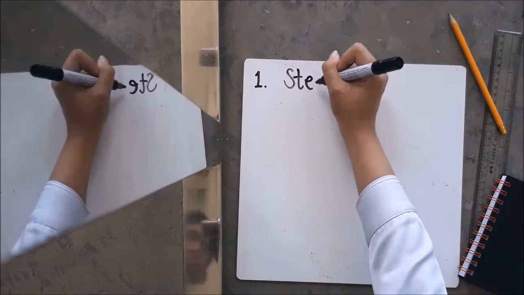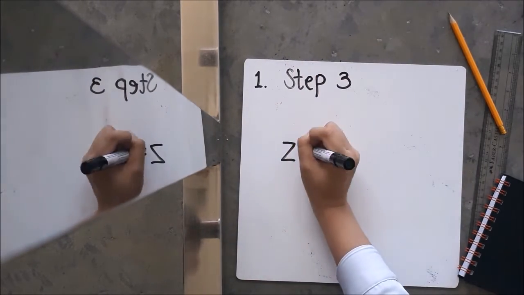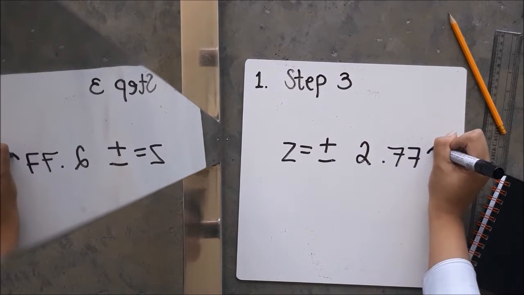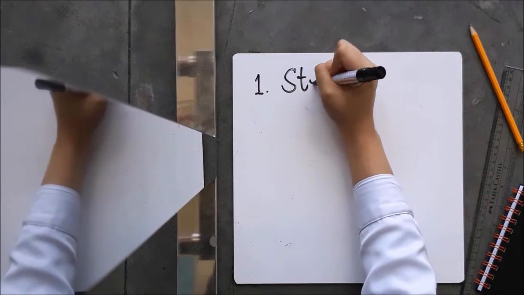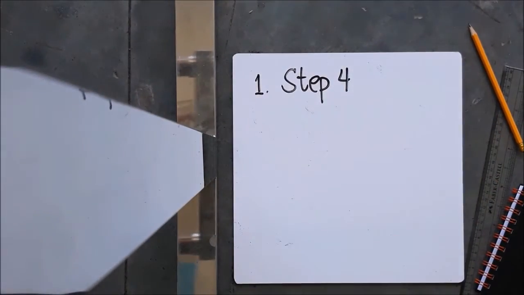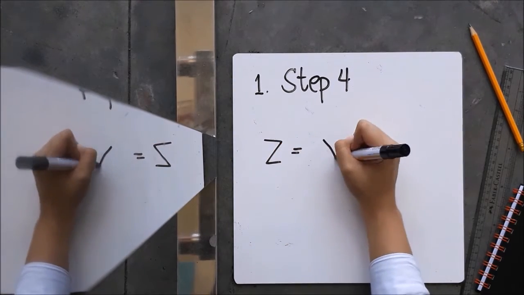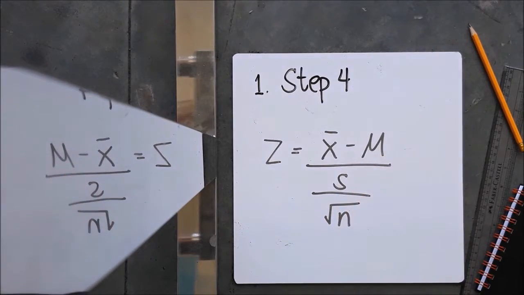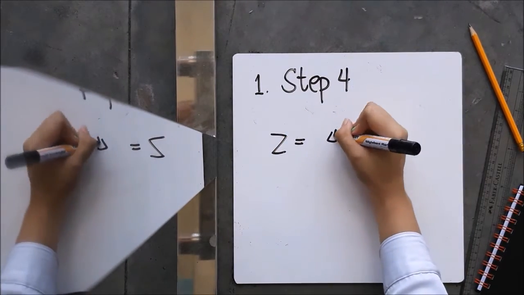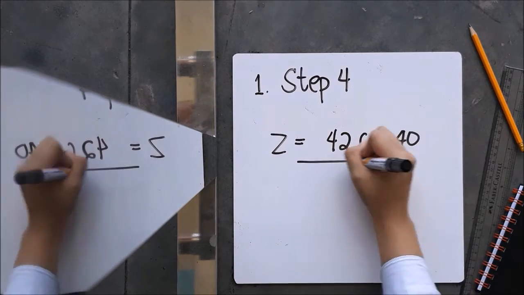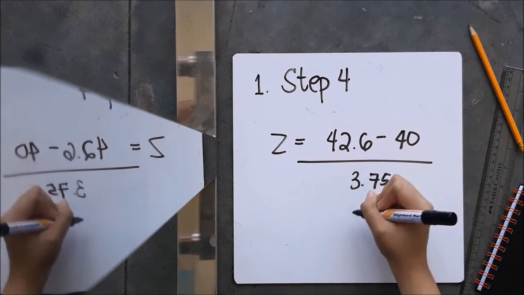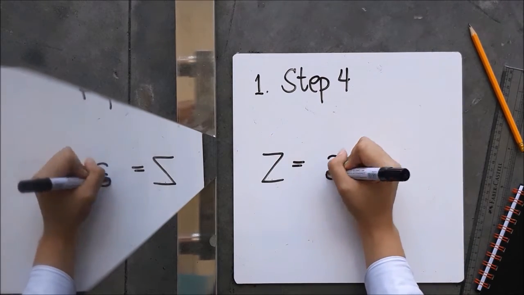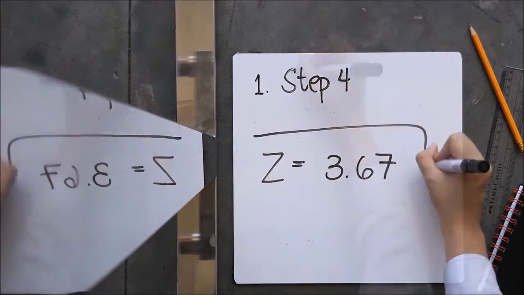Step 3 is to find the critical t value. t is equal to plus or minus 2.771. Step 4 is calculation. t is equal to X bar minus mu over S over square root of N. t is equal to 42.6 minus 40 over 3.75 over square root of 28. t is equal to 3.67.